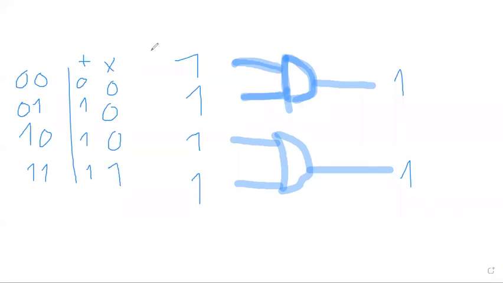So why is the name that each of them receives? In the case of the OR, it's clear. If one or the other is 1, we have a 1 at the output. And in the case of the AND, both inputs need to be 1 so that the output is 1.